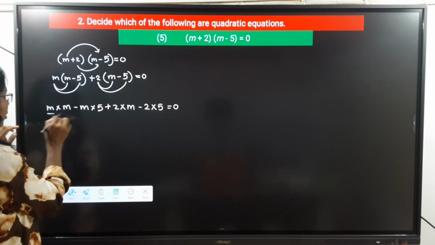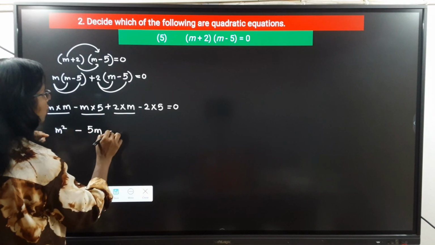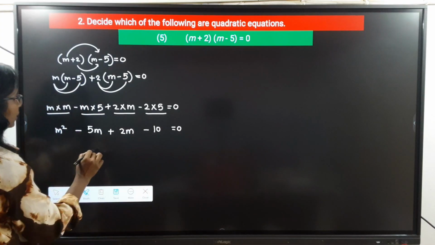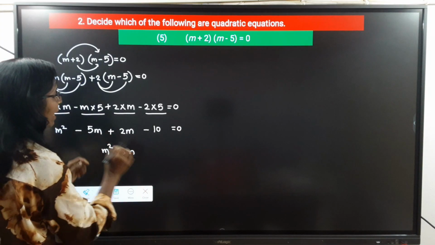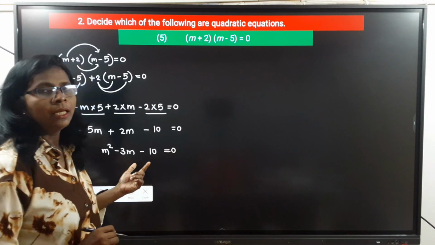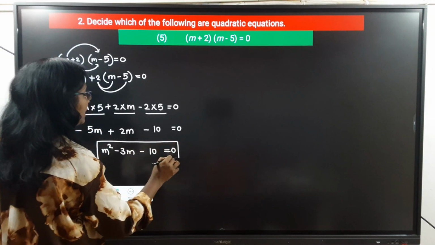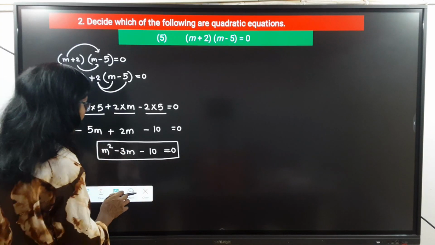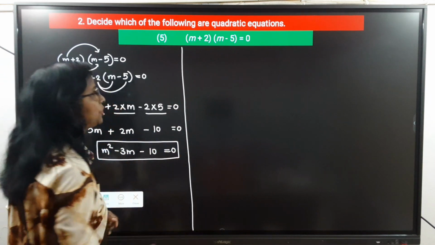Therefore students, here the product of these: m square minus 5m plus 2m minus 10 is equal to 0. Therefore, m square minus 3m, that is minus 5m plus 2m, that will be minus 3m, minus 10 is equal to 0. So now here students, this equation is in standard form. Okay, we simplify this given equation. So now here with respect to this equation, we follow the conditions.